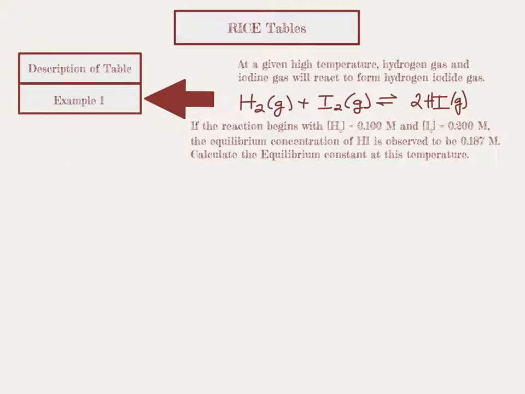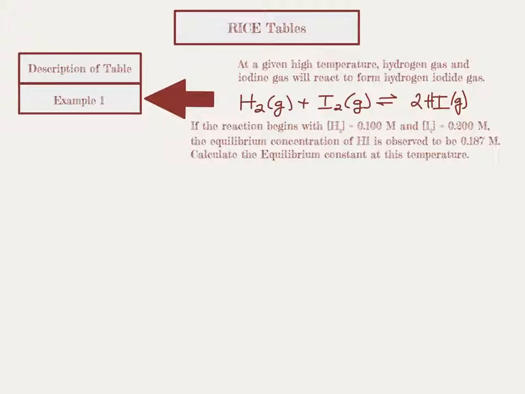First things first, let's read through this question. At a given high temperature, hydrogen gas and iodine gas will react to form hydrogen iodide gas. Glorious. If the reaction begins with hydrogen gas's concentration being 0.1 molarity and iodine concentration being 0.2 molarity, the equilibrium concentration of the hydrogen iodide is observed to be 0.187 molarity. Calculate the equilibrium constant at this temperature.